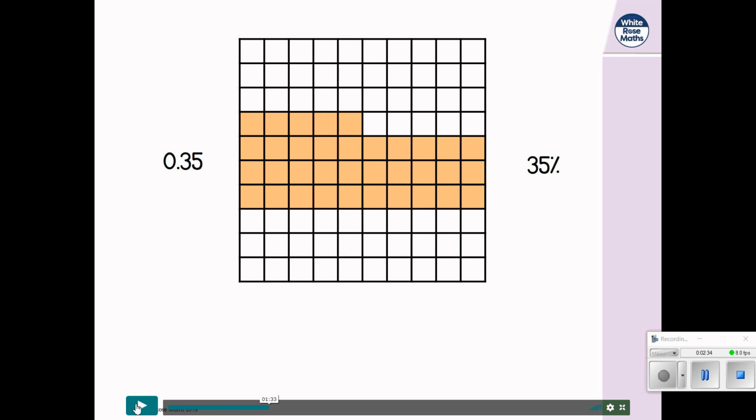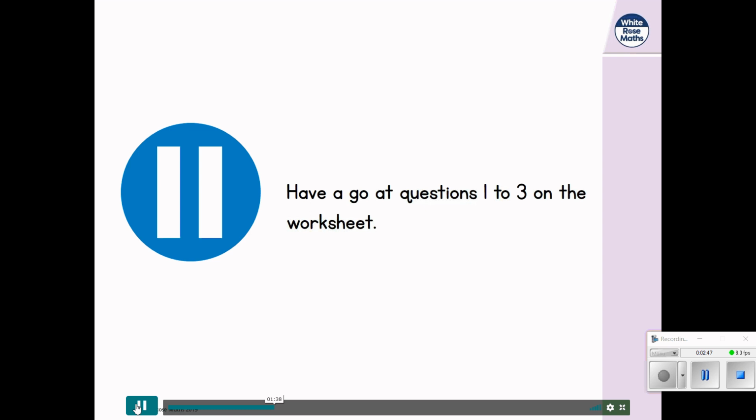Just have a little look here at the similarities. 0.35 and 35%. You can see you've got the same digits here. 35 out of 100. Pause the video here and have a go at questions 1 to 3.